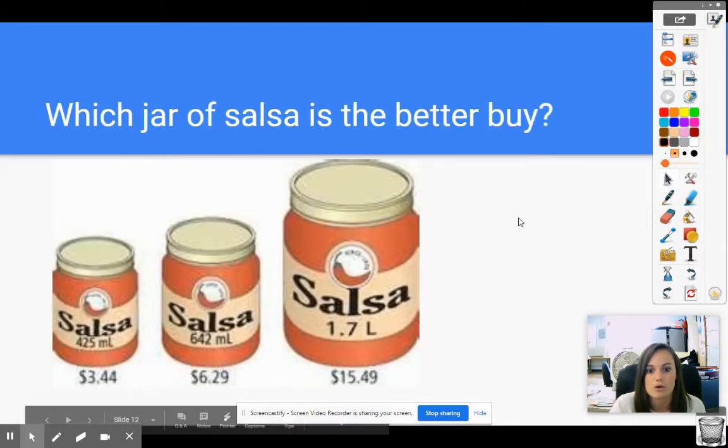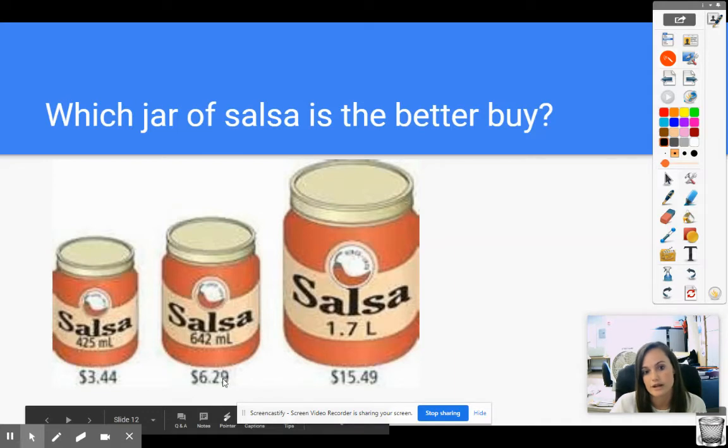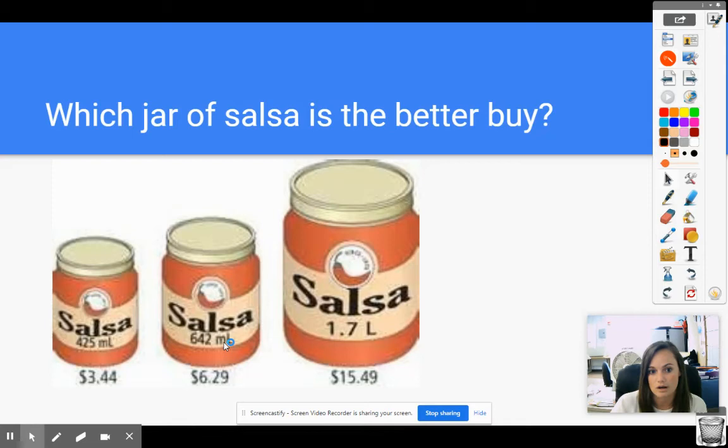So if we're talking about which jar of salsa is the better buy, what you would want to do is find the cost per milliliter. So you would take the cost, $6.29 for this one, for example, and divide it by how many milliliters there are, and that would tell you how many cents each milliliter is, and then you would be able to compare, and you obviously want the cheapest.